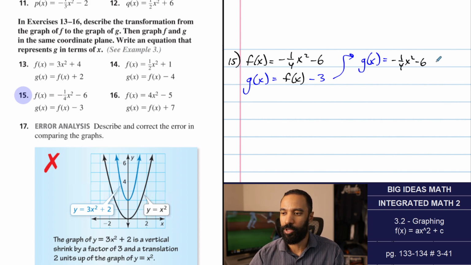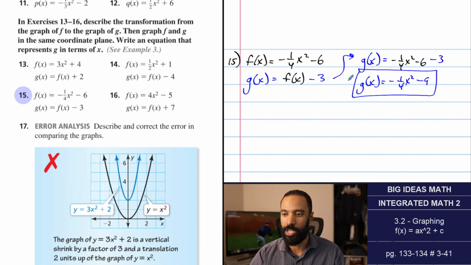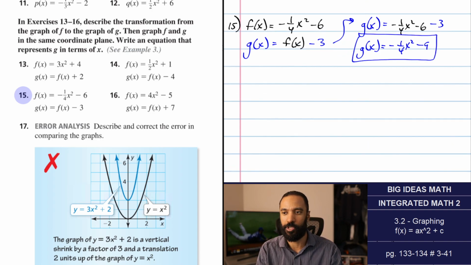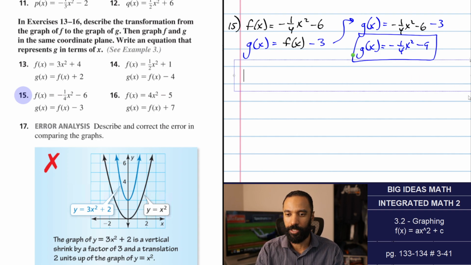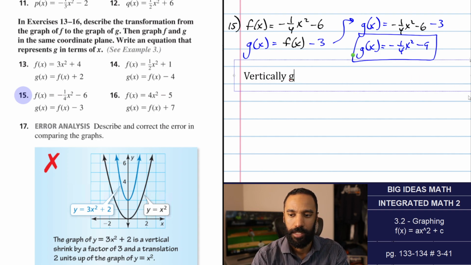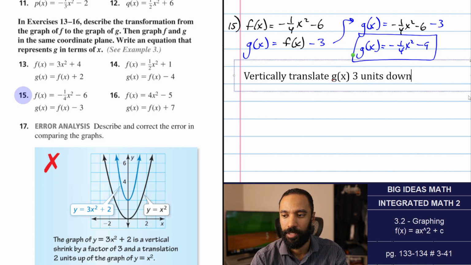And then let's subtract 3 from it. Negative 6 minus 3 is negative 9, so we'll get g of x equals negative 1/4 x squared minus 9, which of course is just 3 units translated down from the f of x graph, which is all that I need to describe. We vertically translate g of x 3 units down from f of x.